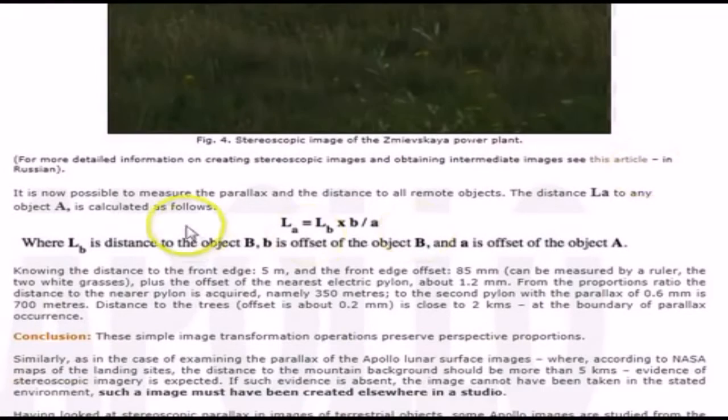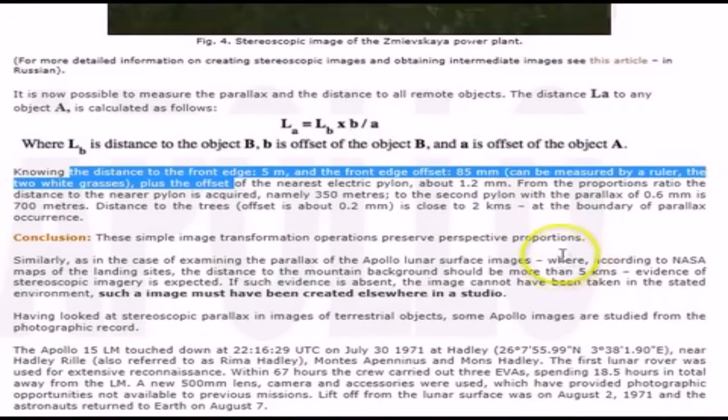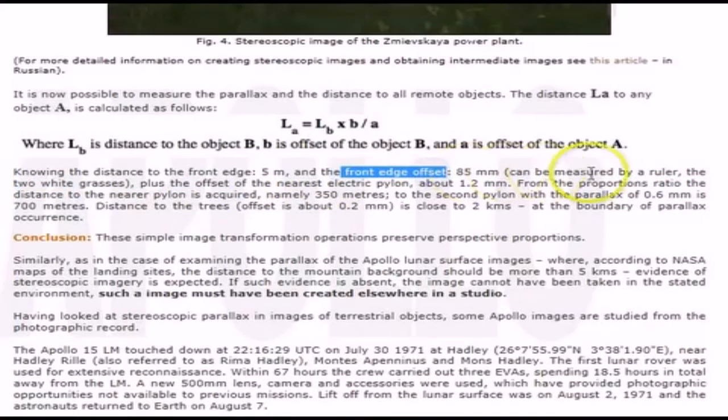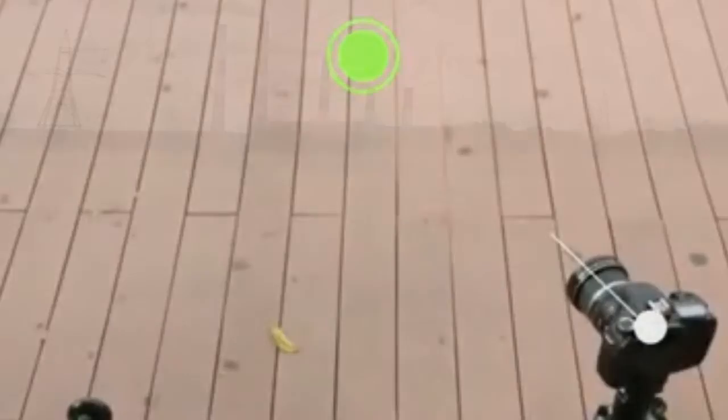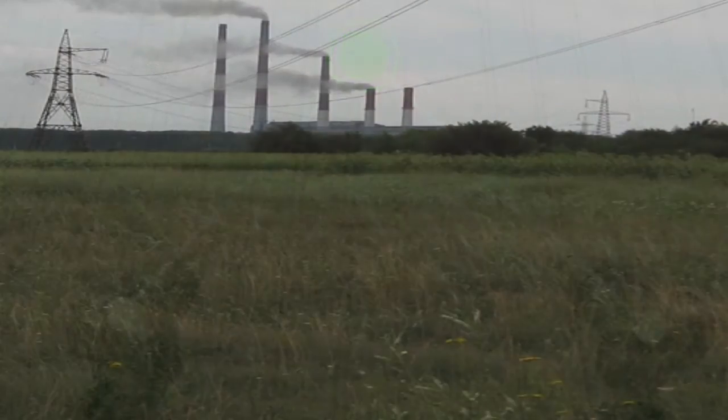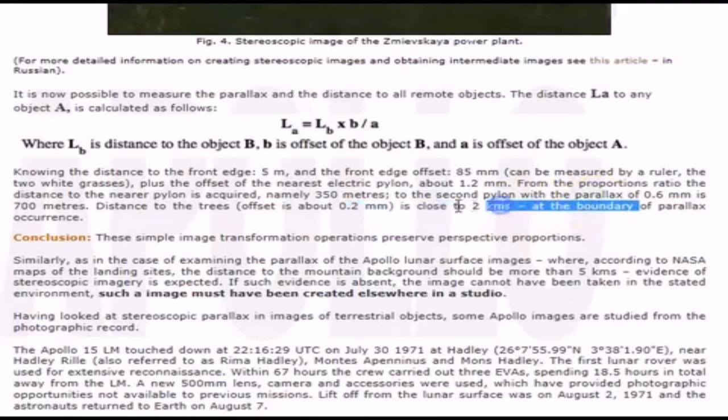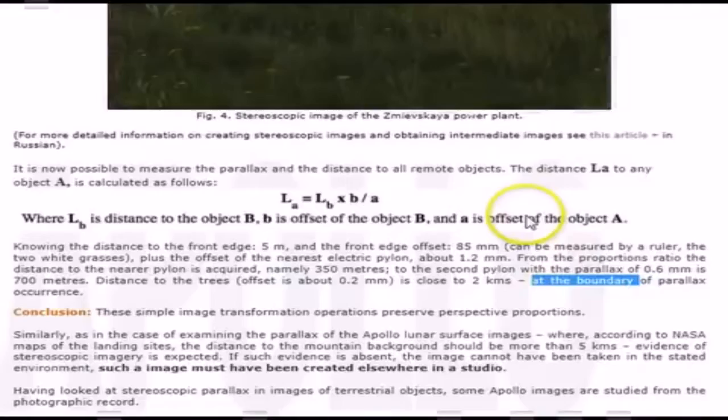And here's sort of the formula they're using to figure out how far away the object is. Okay? Knowing the distance to the front edge, 5 meters, and the front edge offset, 88 millimeters, which can be measured by a ruler and 2 white grasses. Distances to the trees: offset 0.2 millimeters, close to 2 kilometers at the boundary of parallax occurrence.